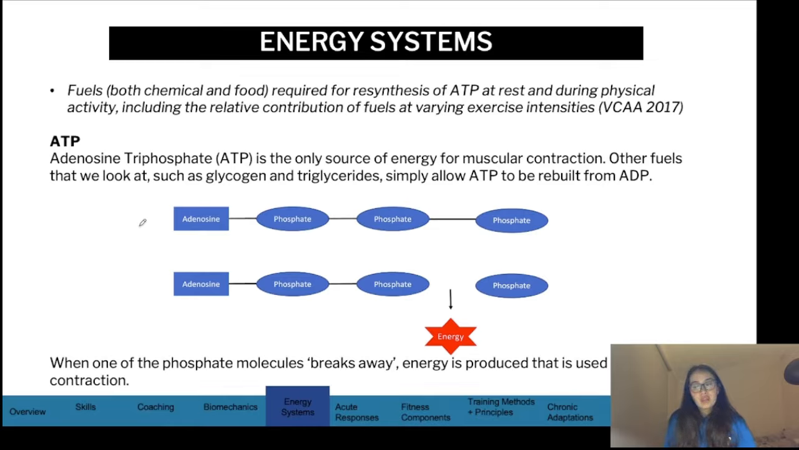And so what happens, if you do chemistry, you would know that energy is stored in bonds, right? So when we break this bond, we actually liberate the energy contained within it. And that energy, from breaking that bond, gives us the energy to contract our muscles, okay?